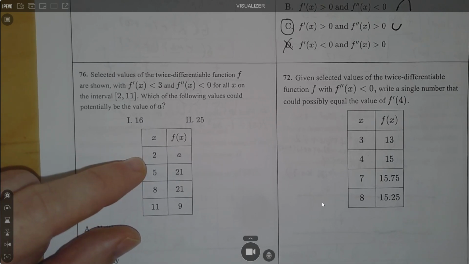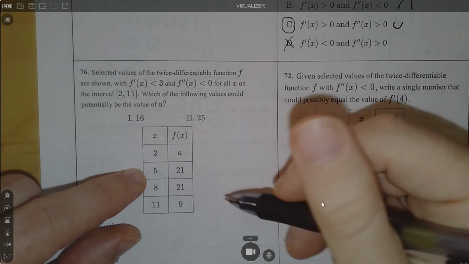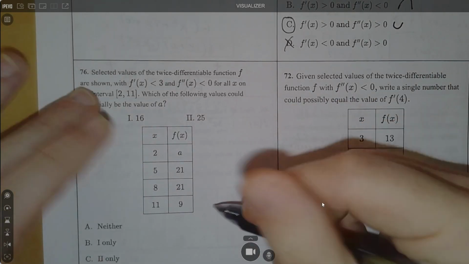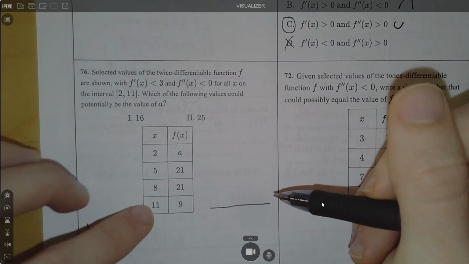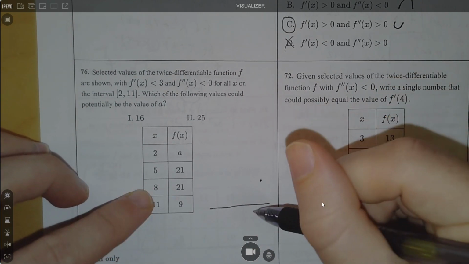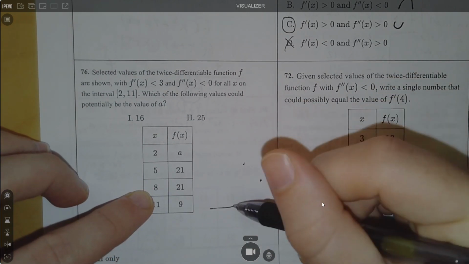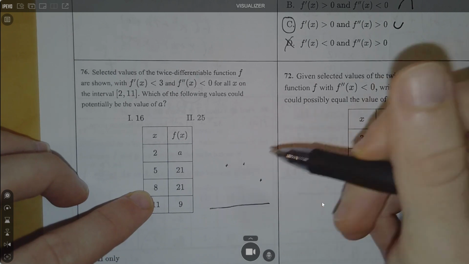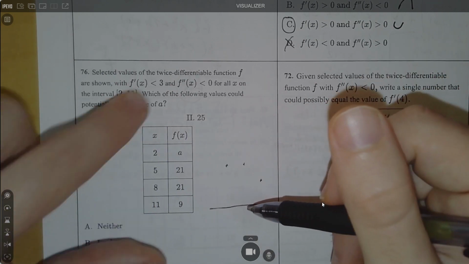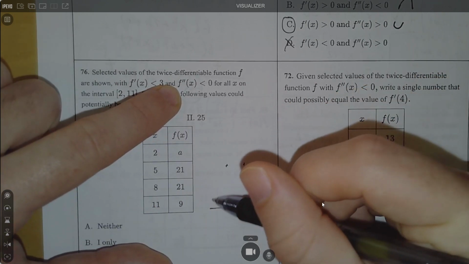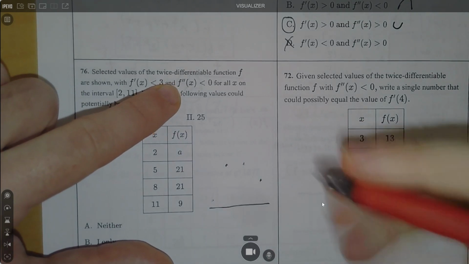So if we look at this, let's just see what's going on here. Again, you could graph it to see what's going on. So at 11, I'm at 9. At 8, I'm at 21. At 5, I'm at 21. And at 2, I'm at something. So if I'm concave down the entire time, I should be making this kind of shape here, right?